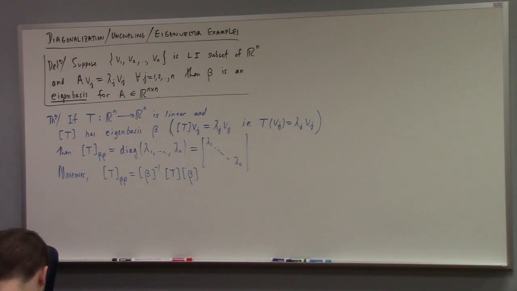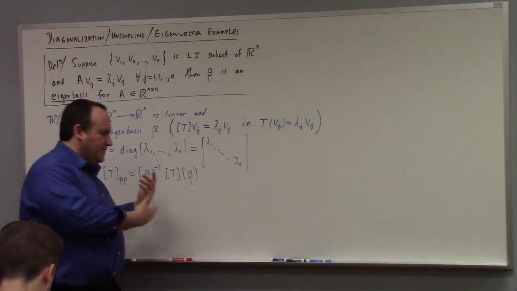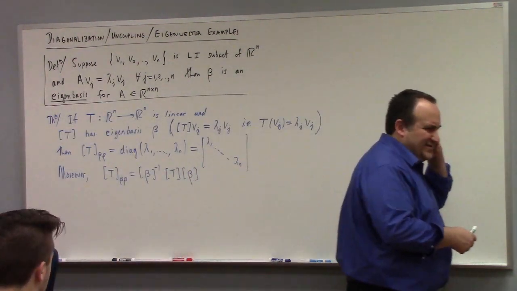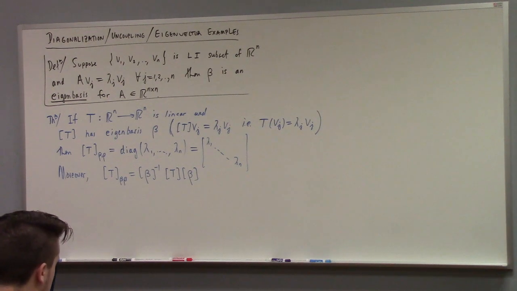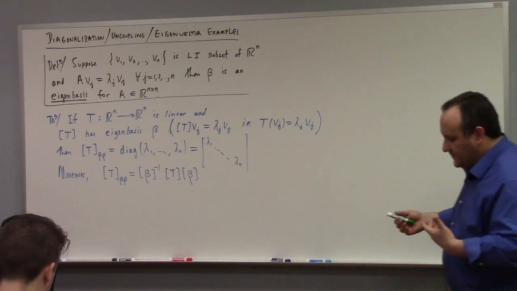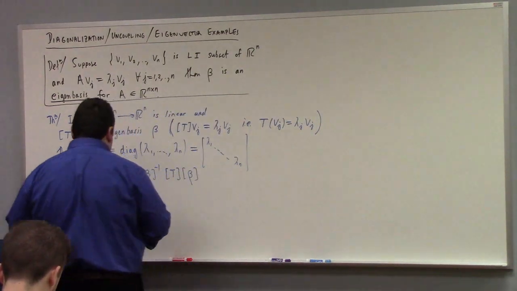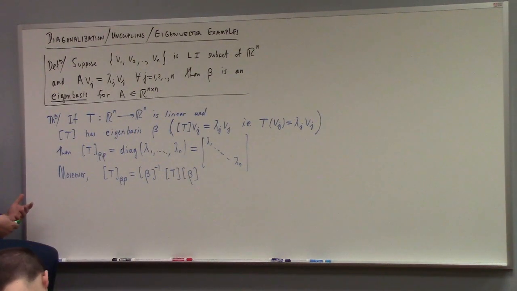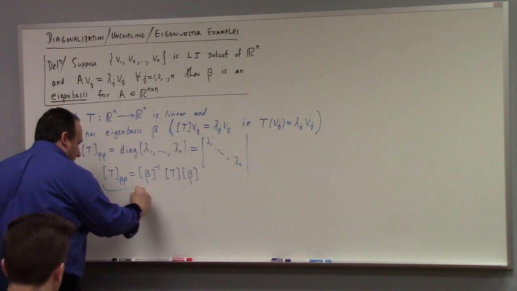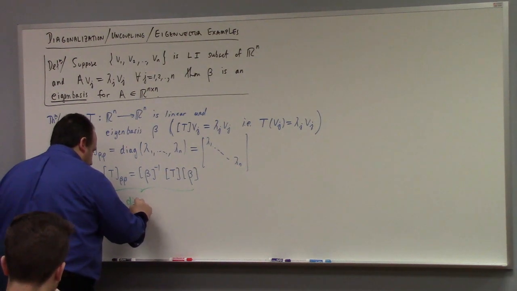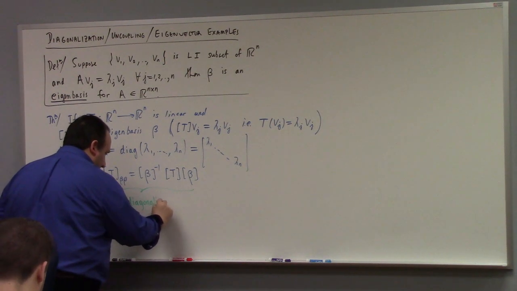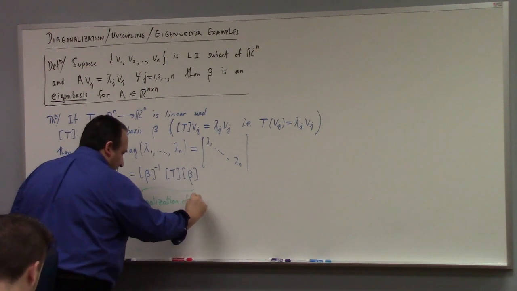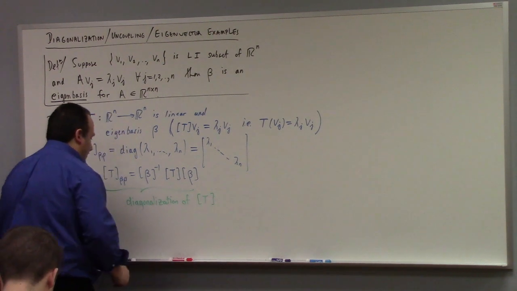So let me just throw out a little bit more terminology here before we walk away from this. We'll prove this theorem in a second, but what do I mean by diagonalization? What does that terminology mean? It means that you take a matrix, all right, and you perform what's called the similarity transformation, and it becomes diagonal. So this right here expresses the diagonalization of the standard matrix of T.